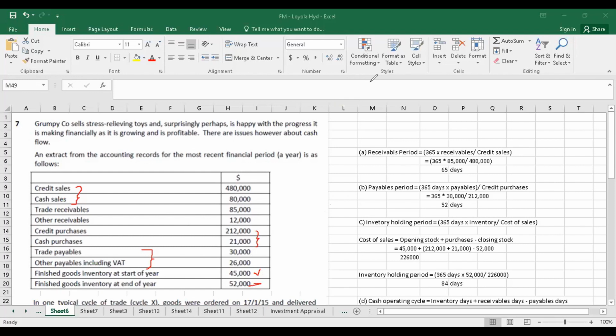Yes, 10 years we'll do it. Okay, so after that, take it up. Find out what is inventory holding period. So we have the receivables period as 65 days. We have the payables period as 52 days. Srinivas, I hope you have done the calculation. And now we have the inventory holding period.